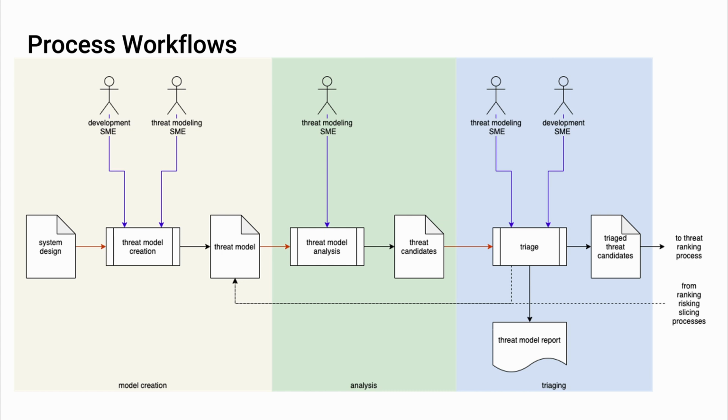Within this process, we undertake 3 distinct activities: threat model creation, threat model analysis, and threat candidate triage. As you can see, we call out the actors, inputs, outputs, and reports. Additionally, we have optional feedback that may lead to updating the threat model itself. Once the triage activity is complete, the final artifact is fed into a common threat ranking process.